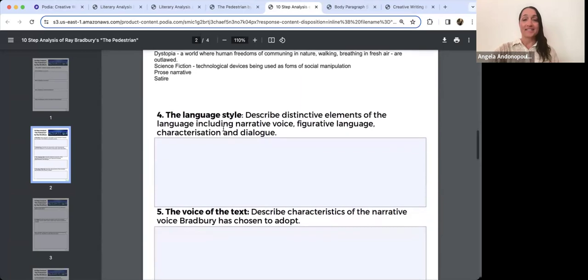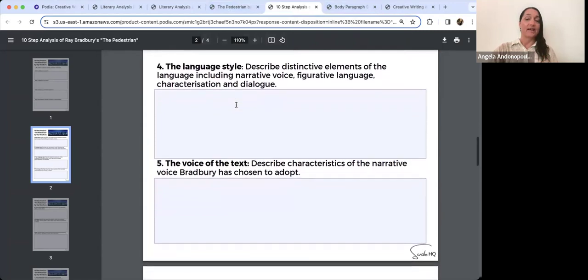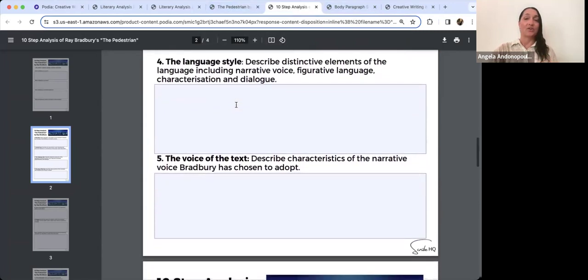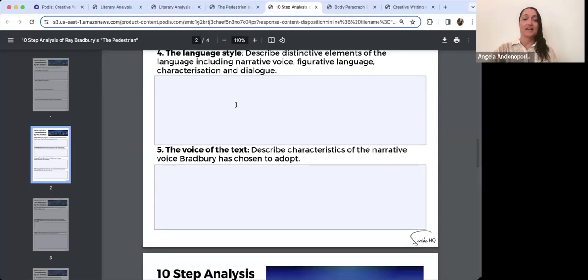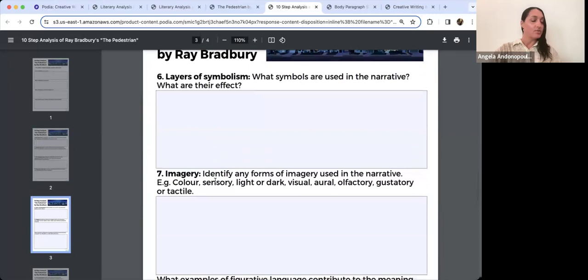Okay, let's go back to the text itself, because I would like to pick it apart in terms of the narrative voice, figurative language, characterization, and dialogue are all really important for this text. And then also layers of symbolism. I want to also point out a few of the symbols, the houses as tombs, people living as the dead. These are quite strong graphic symbols, as I mentioned.